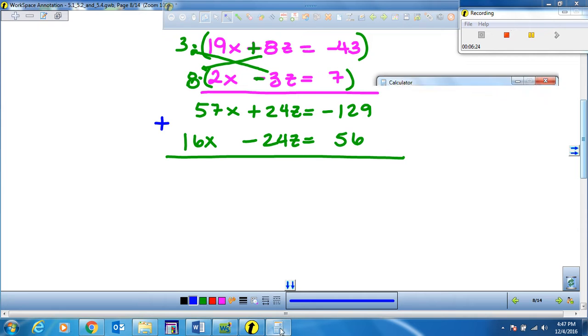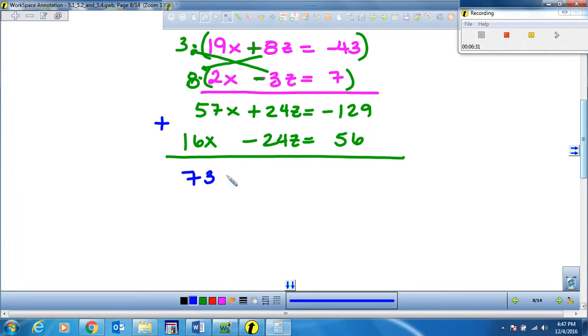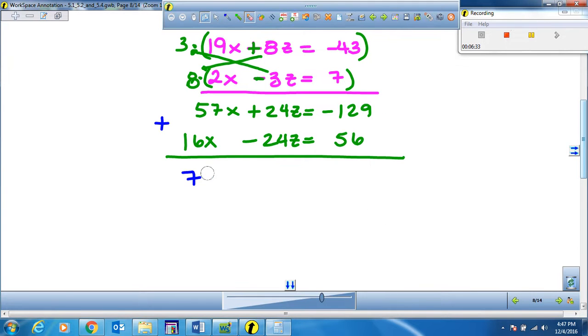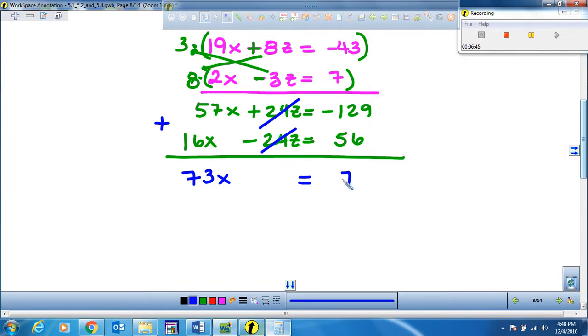So 57 plus 16 is going to be 73x. The z's cancel. Equal 129 minus 56, 73. But it's a negative 73 because the largest number is negative. Divide by 73, and you obtain x equals negative 1.